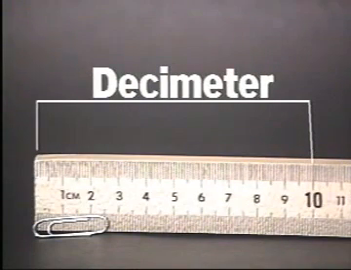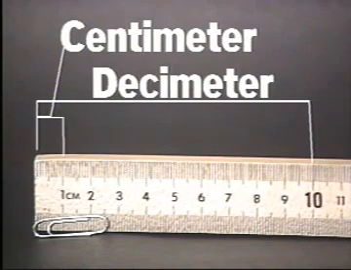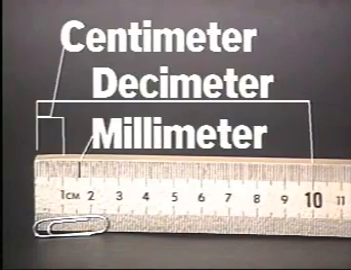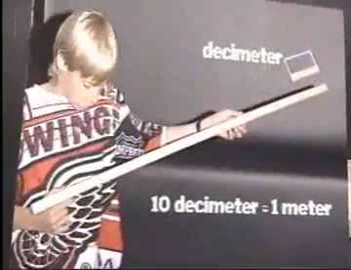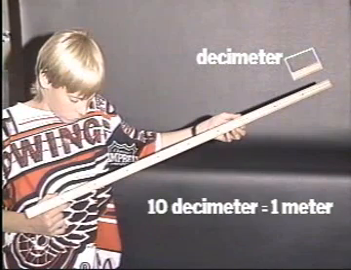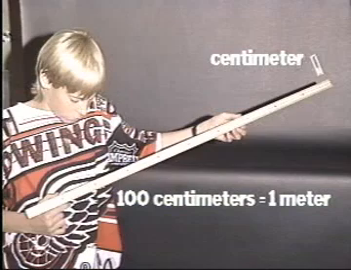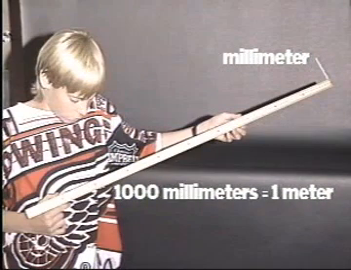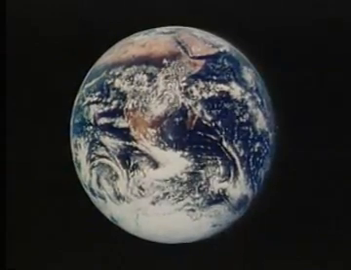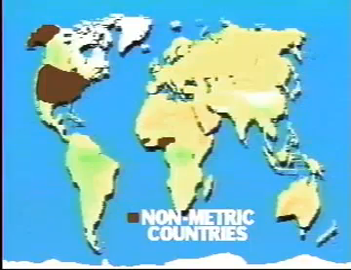The decimeter is 1/10th the size of a meter. The centimeter is 1/100th the size of a meter. The millimeter is 1/1000th the size of a meter. Another way of thinking of these small units is that there are 10 decimeters in 1 meter. There are 100 centimeters in a meter, and there are 1,000 millimeters in a meter. This system is used all over the world. In fact, the metric system is the most popular system in the world.